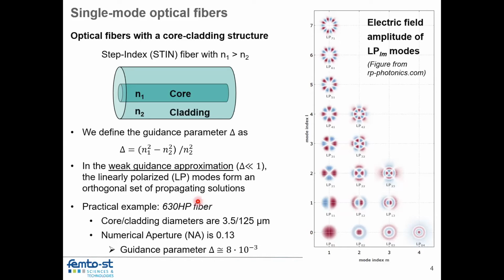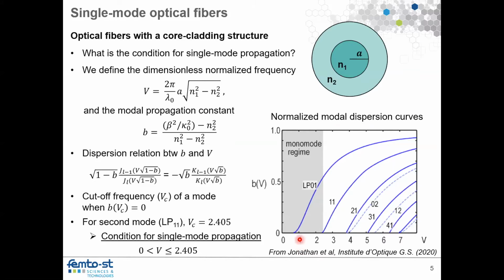As a practical example, take this 630 HP fiber that you can buy from Thorlabs. You have these typical values of core and cladding diameters, and this numerical aperture for the structure. You see that the guidance parameter is very small. That means the difference between the core and cladding refractive indexes is of the order of a percent, smaller than a percent.